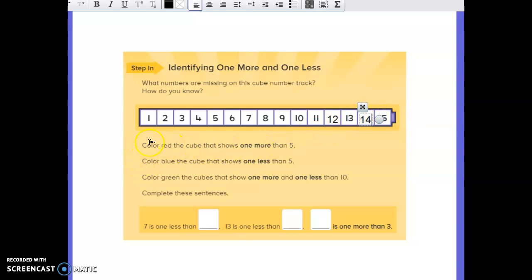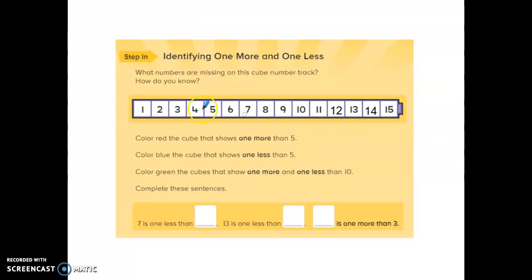And then it gives me instructions. Color red the cube that shows one more than 5. So I'm going to find 5 and get my color red. And I'm going to color what shows one more. So when I count more, remember the video, we're going to count to the right. So 6 is red. Color blue the cube that shows one less than 5. Remember, less goes left. It's smaller. So 1 less than 5 is 4.